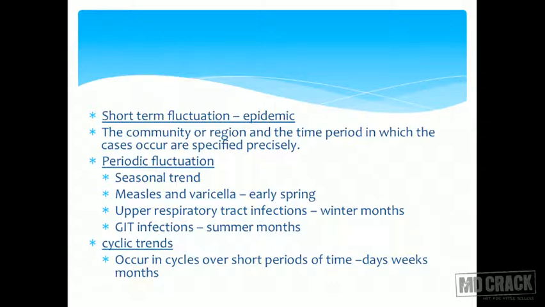The community or region and the time period in which the cases occur are specified precisely because we want the time when the symptoms appear. Then you have periodic fluctuations. As I said, you can have seasonal trends. Measles and varicella are common in early spring. Upper respiratory tract infections are common in winter months, and GIT infections are common in summer months.